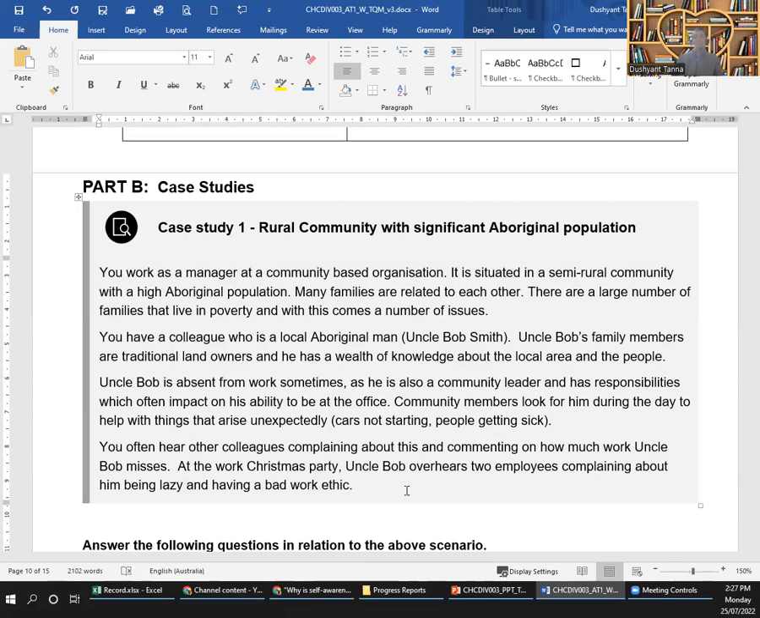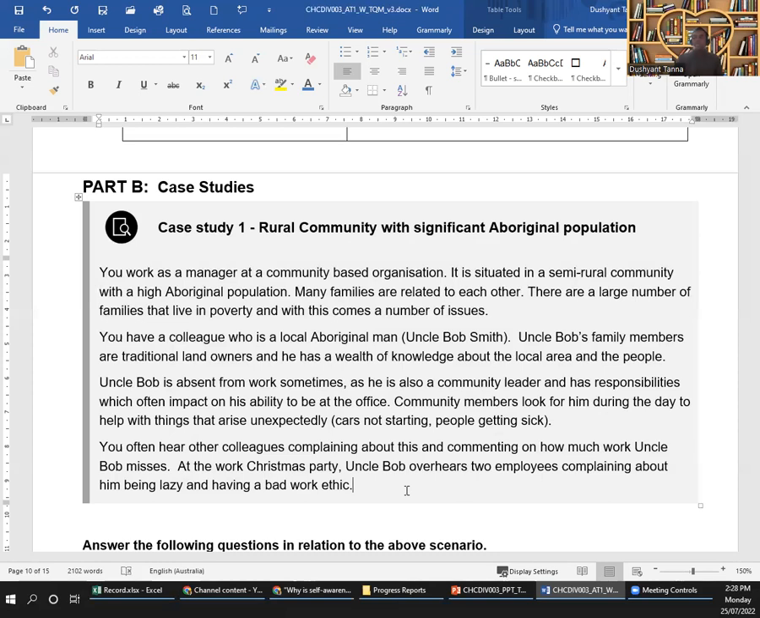Uncle Bob is absent from work sometimes as he is a community leader and has responsibilities, which often impact his ability to be at the office. You know, they might be helping someone with the farm or taking care of cattle, a cow, or healing someone, helping with the building roof and things like that. So he can't be at the office, obviously. Community members look for him during the day to help with all that. You often hear other work colleagues complaining about this and commenting on how much work Bob misses. So if Bob misses the work, someone else is doing the work, so it increases the work on the other people, which is true.